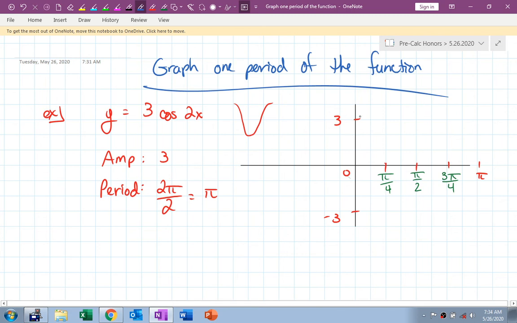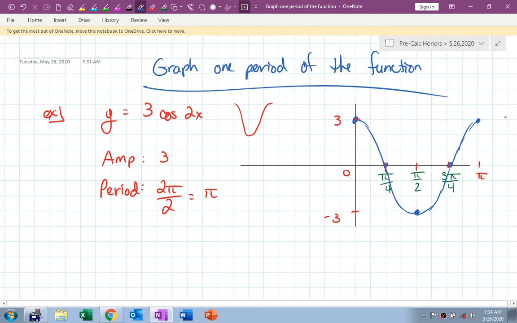It's going to start at our amplitude, end at our amplitude. Halfway in between, it's going to bottom out. And then these other points, the reason we want 4 other points is because that's where it's going to cross. So you have your amplitudes, x-intercepts, and you're kind of good. So here it is. This would be considered one period of this function, y equals 3 cosine 2x. That's all you would have to do.